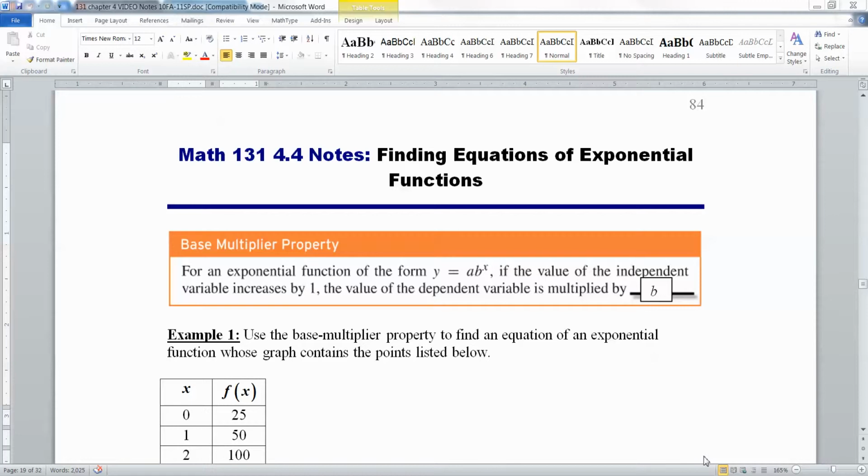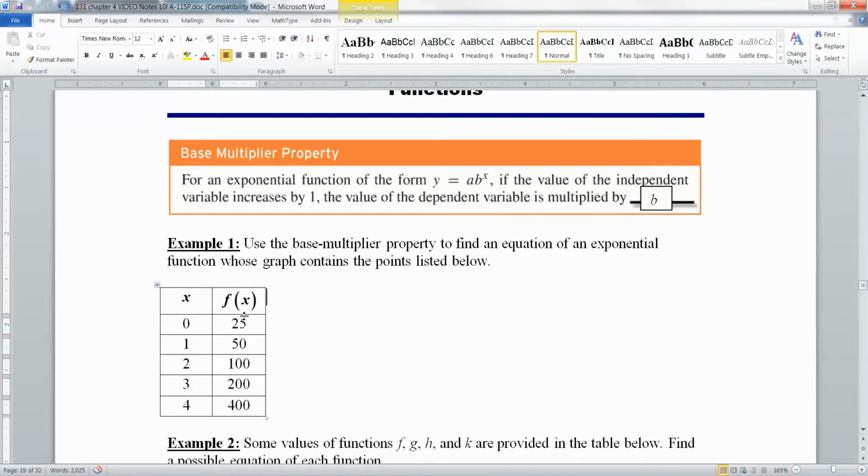So I wanted to remind you of the base multiplier property, which we learned last time, but I'll just put it back out there. When you have an exponential function, as x increases by 1, the y, or the f of x, gets multiplied by whatever your base b is. So in this case, you can see 25 times 2 is 50, 50 times 2 is 100, 100 times 2 is 200, right? And so on. So you know that your base must be 2 because you're doubling. And we're going to use that property to find an equation.